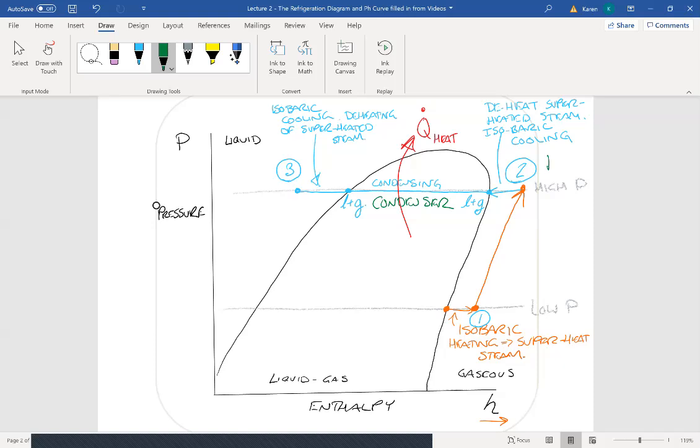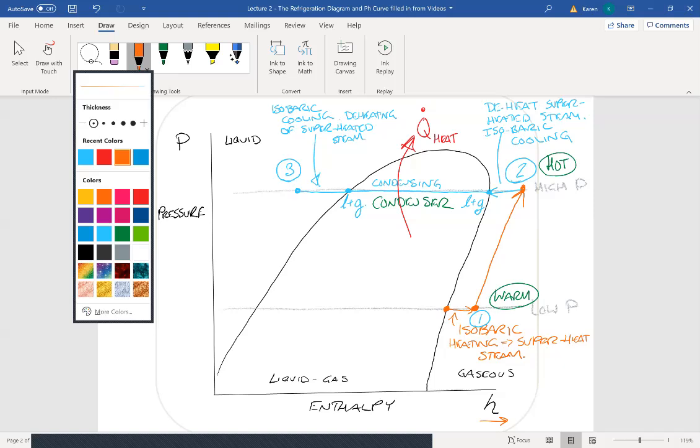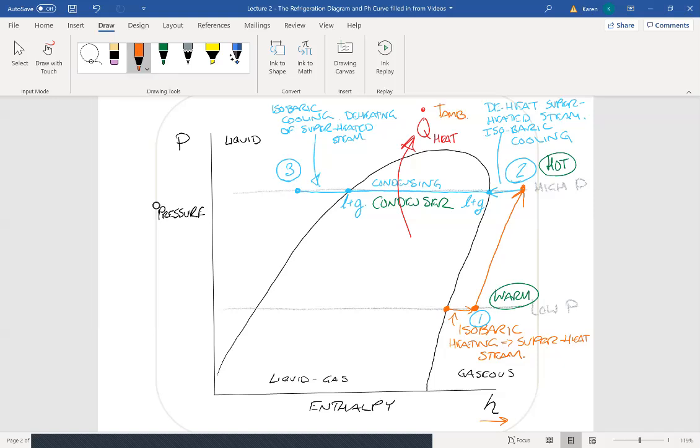This would be really hot working fluid here, right? And it started kind of warm. We made it really hot so that when I go through this T ambient, I can lose heat or distribute heat that I showed as Q into T ambient, and then that makes it just warm.